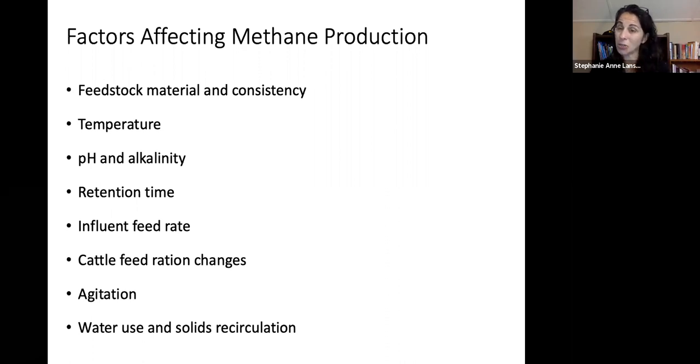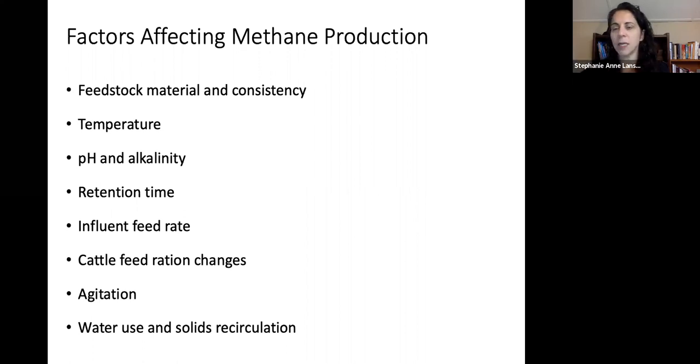Again, if you are using dairy manure, you need to think about what the cows are being fed and how that might affect your digestion production. Again, usually these are mixed, not always, but if we are mixing, we need to think about how we're agitating and if we need to fix something on that motor, how are we going to access it?